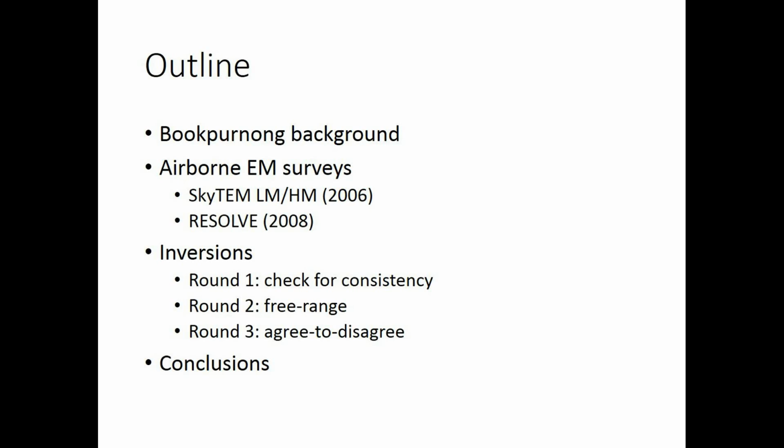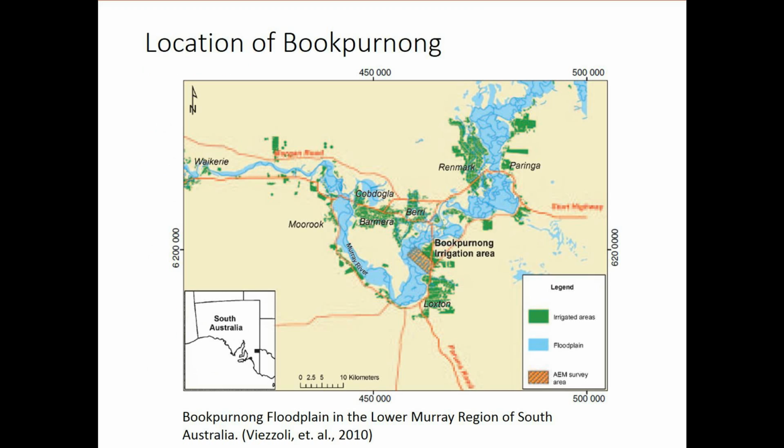So just a brief outline. Starting with the background at this site called Burke in South Australia. And then we talk about two airborne EM surveys. One is SkyTEM 2006, another one is RESOLVE 2008. Then we talk about how we invert those airborne EM data to map the distribution of groundwater, salty water intrusion. That's the conclusion. The location of this site is in South Australia.